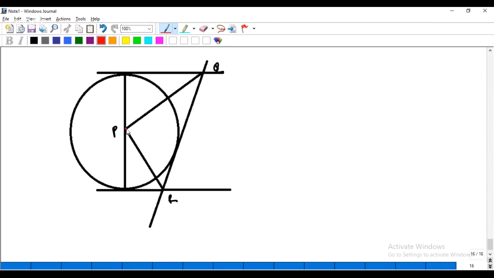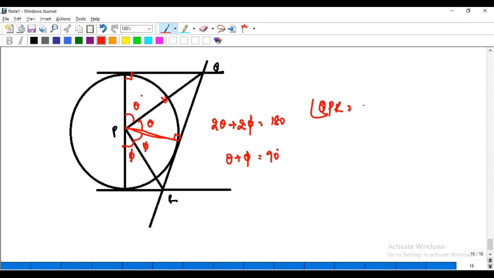These two are congruent. Why? Because this is 90 degrees and this is 90 degrees, we can say. These two are also congruent, so all the angles are equal. And we know the lengths of tangents are equal anyway. If this angle is theta, this angle will also become theta. If this is phi, this angle also becomes phi. We know 2 theta plus 2 phi is equal to 180. So theta plus phi is equal to 90 degrees. So angle QPR is equal to 90 degrees, you can say.